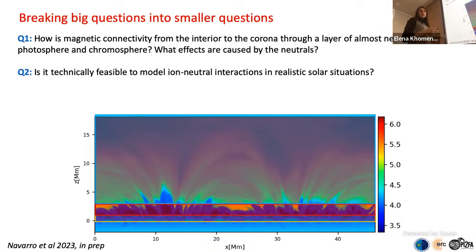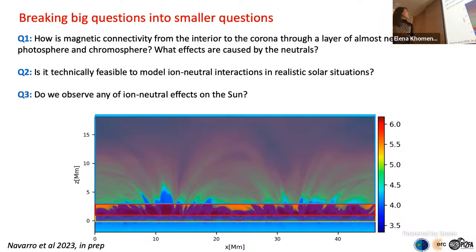And then the next question: okay, maybe we need to care about that, but is it technically possible and feasible to model ion-neutral interactions in realistic solar conditions? So is it possible to create models like the one we see here, but fully taking into account the presence of neutrals? And the last question is, do we need to care about this at all? I mean, do we have any observational confirmations of these ion-neutral effects, or maybe some hints? So what do the observations actually tell us about this?